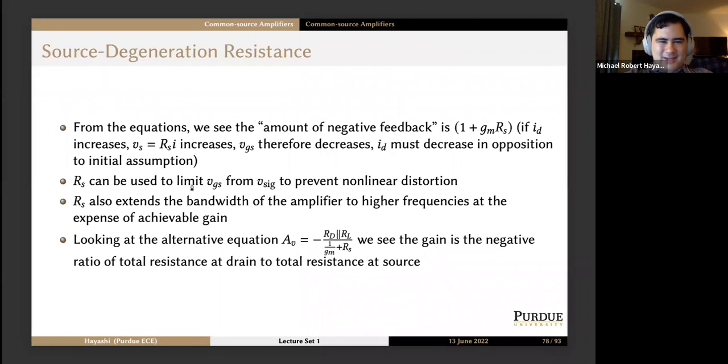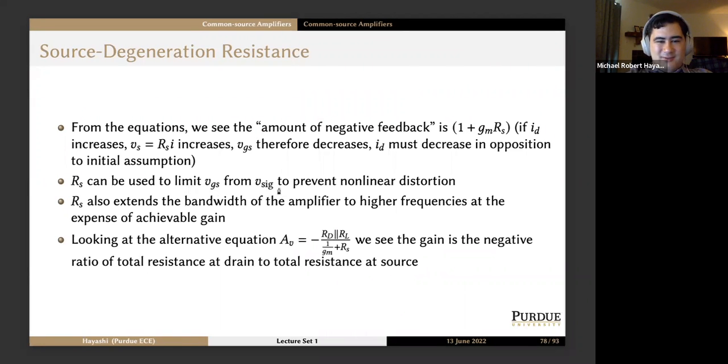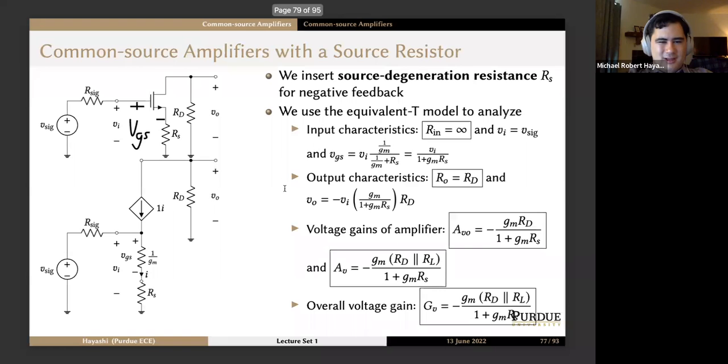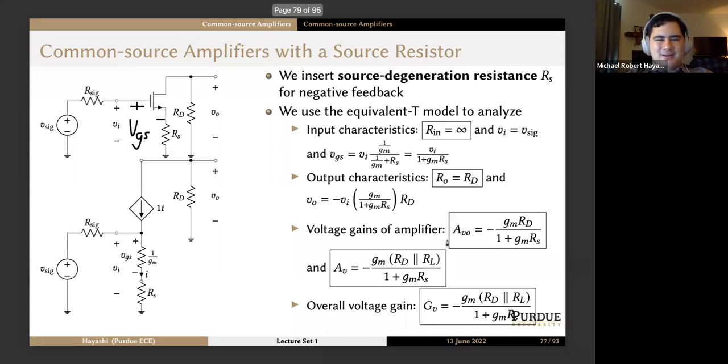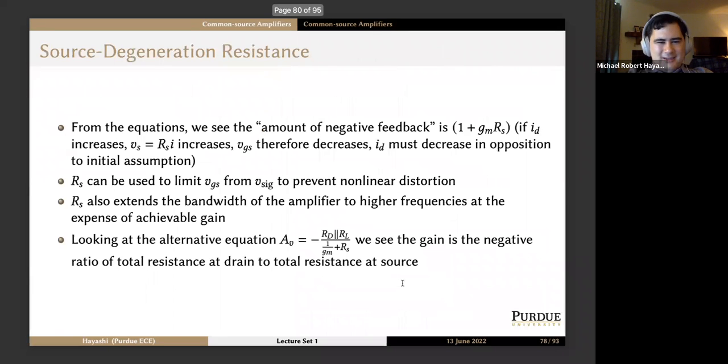RS is used to limit VGS from Vsig to prevent nonlinear distortion. So yeah, it curtails what VGS does. It extends the bandwidth of the amplifier to higher frequencies at the expense of achievable gain. So you're like, why would we do this? We're adding something to the denominator of our gain. We're making our gain magnitude smaller. Well, it makes our bandwidth better. So that's the beauty of negative feedback. We can get a trade-off here.